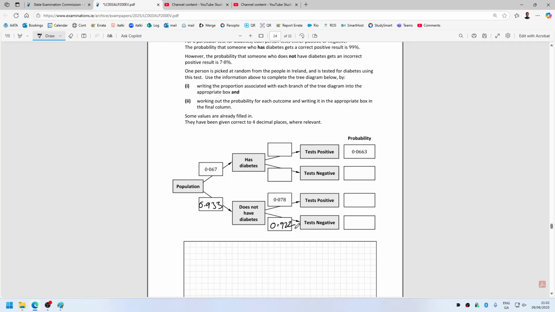0.933 times 0.078. So that's 0.0728. 0.933 times 0.922 is 0.8602. 0.8602 plus 0.0728 plus 0.0663, and then minus the 1 away. So that's 0.0007.